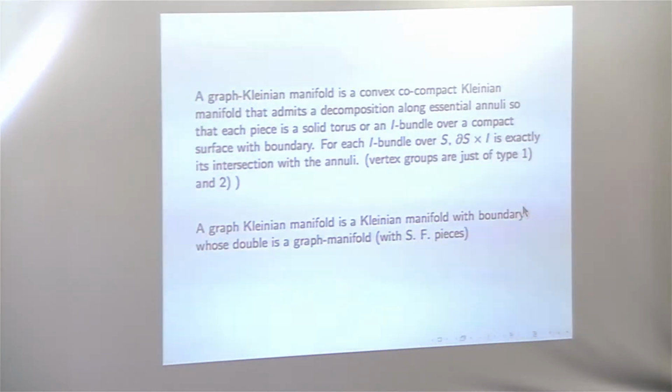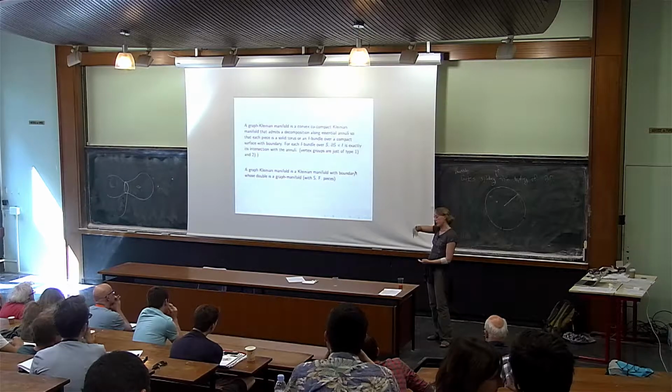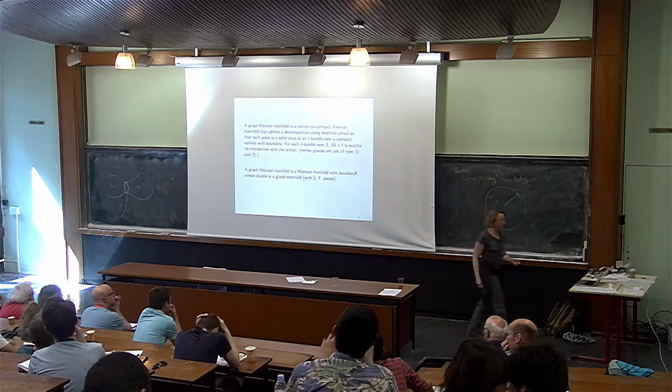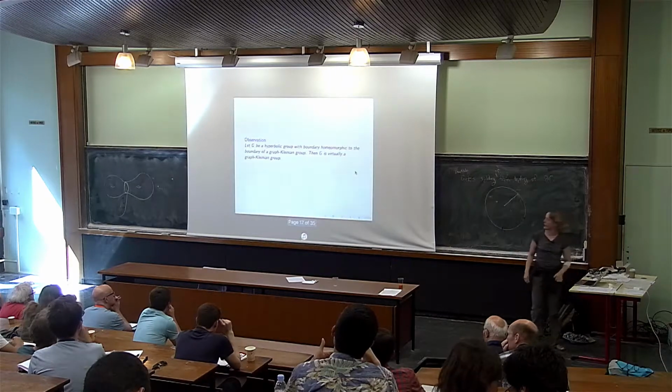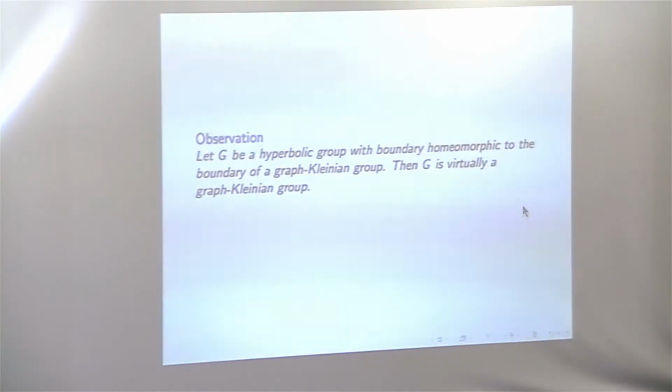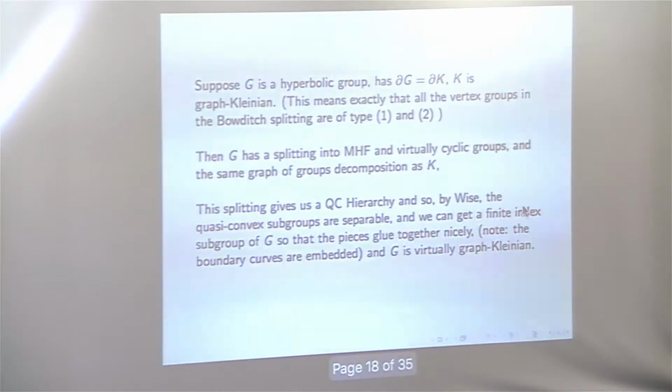Okay, so we like to call it a graph Kleinian manifold because it's a Kleinian manifold, and if you take its double, the double is a graph manifold. So if I double along the boundary, it's a graph manifold, where the annuli are going to double to be the tori that cut the Seifert fiber pieces up. Okay, so suppose I have a hyperbolic group whose boundary is homeomorphic to the boundary of a graph Kleinian group. Then G is virtually a graph Kleinian group. Okay, so this is exactly like the surface situation, although it's easier to prove. Okay, so let me just go over the proof real quickly because it's not very difficult.